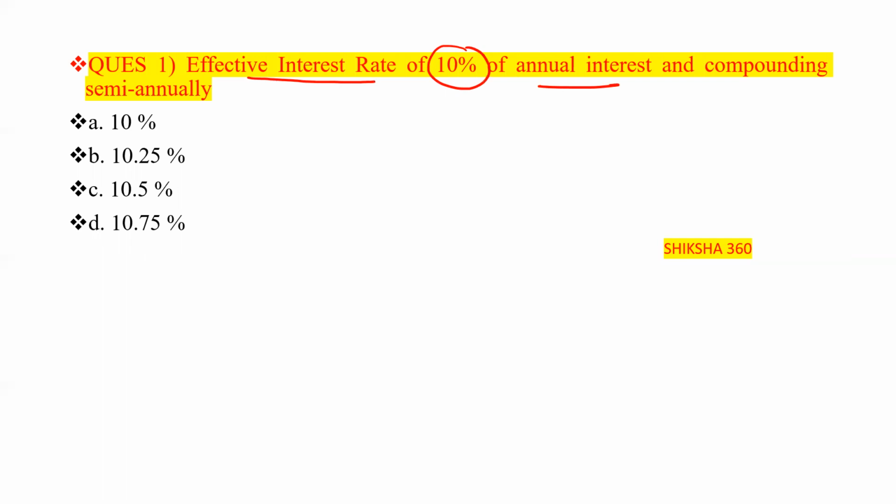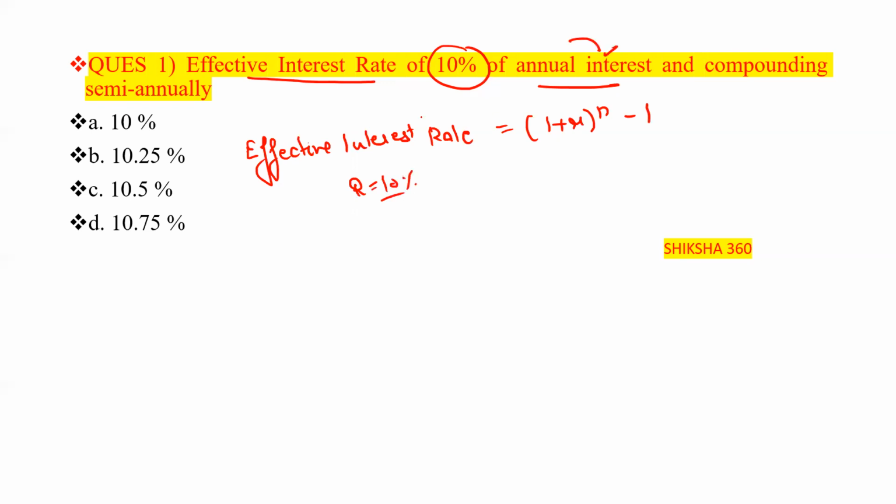So how can we find the effective interest rate? Effective interest rate is equal to (1 plus r) power n minus 1. Here r is equal to 10%, that is the annual interest rate. But they are saying compounding semi-annually, so r is divided by 2 and n is multiplied by 2.